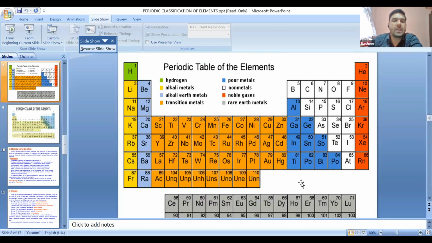This is the periodic table of the elements. If you can see, hydrogen, we put in green color. Why? Because it has different properties. I told you already, hydrogen has the property of the first group, hydrogen has the property of the 17th group, the halogens, and halogens have the properties of the noble gases. Okay, so these are the important points.